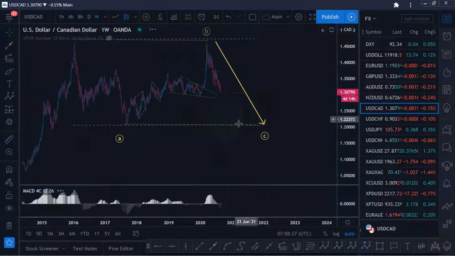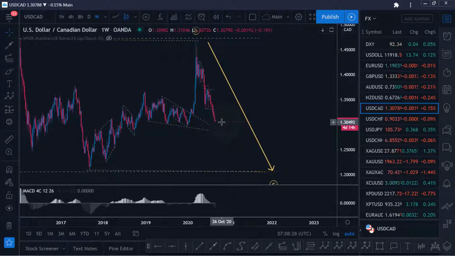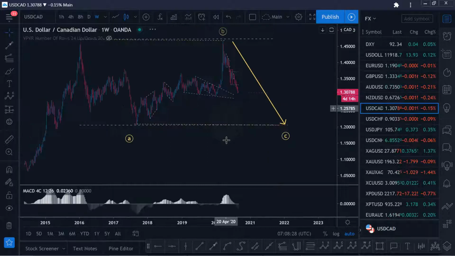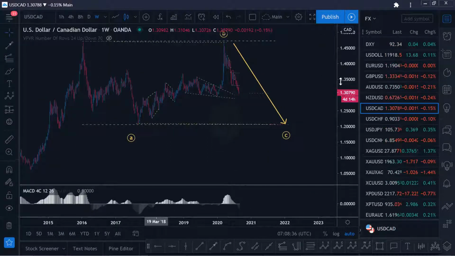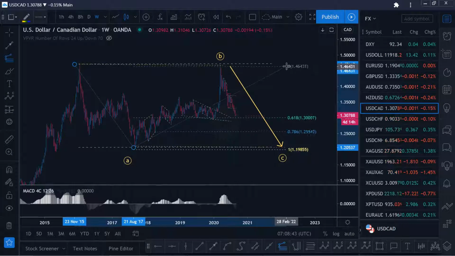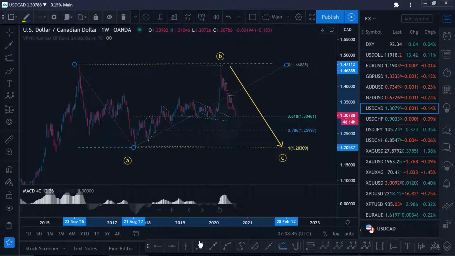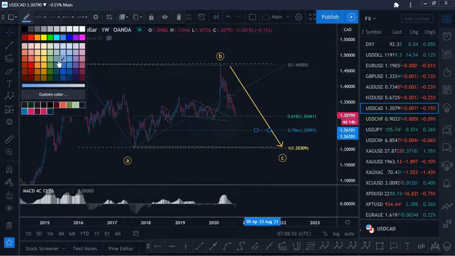US dollar CAD, similar situation where almost inverted. We're now approaching our median target of 1.30, or I actually think that's our minimum target of this big structure, similar to the DXY. We've approached our minimum target and we're now going to be heading towards our median target at 1.26.